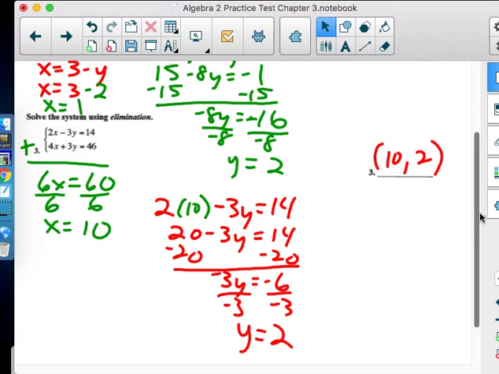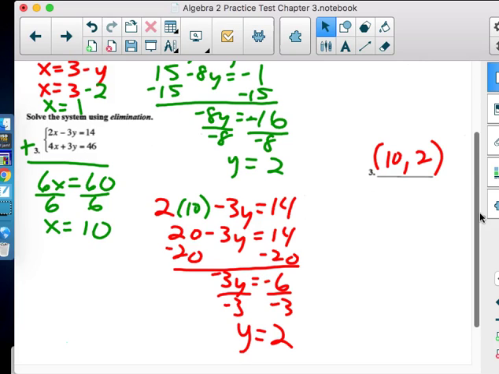We're going to have time. We should check it. So 10, 2. 10 in here would give me 20. 3 times 2 is 6. 20 minus 6 is 14. That works. 4 times 10 is 40. 3 times 2 is 6. 40 plus 6 is 46. Yes! Yes!